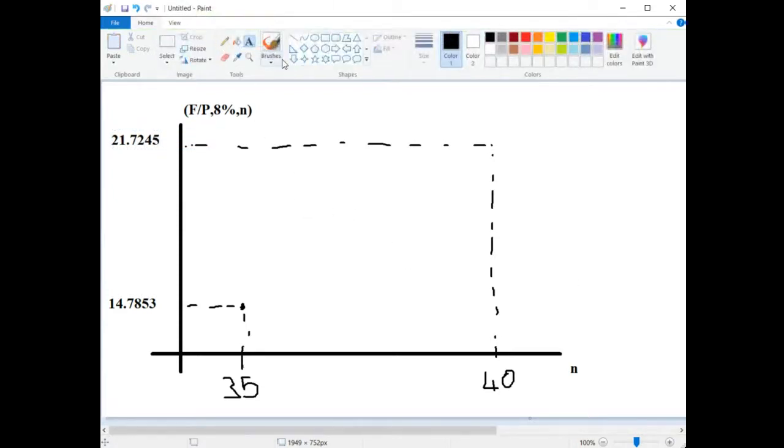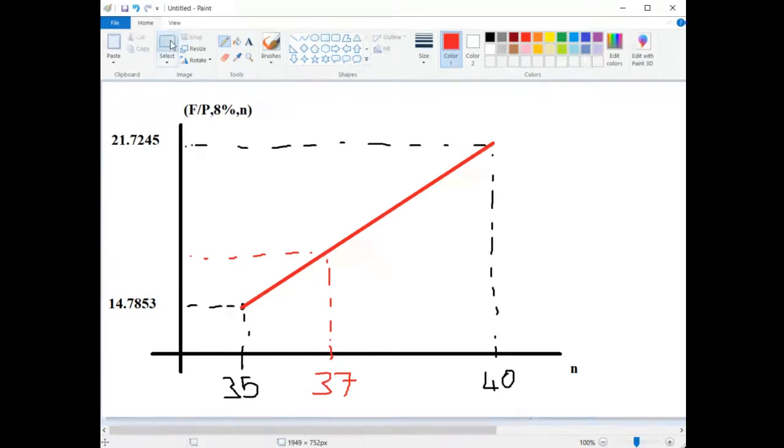All right. So what we are going to do is apply a linear interpolation between these two values. And we are interested in, for 37 years, what is the compound amount factor? Okay, we are going to find that value.